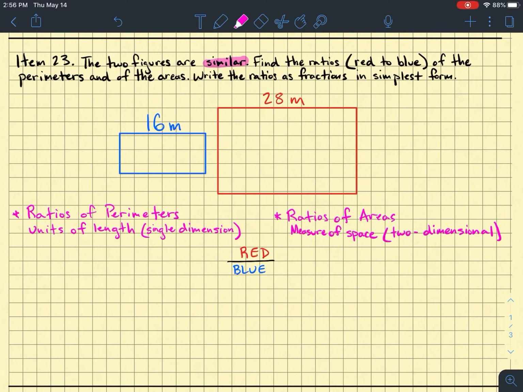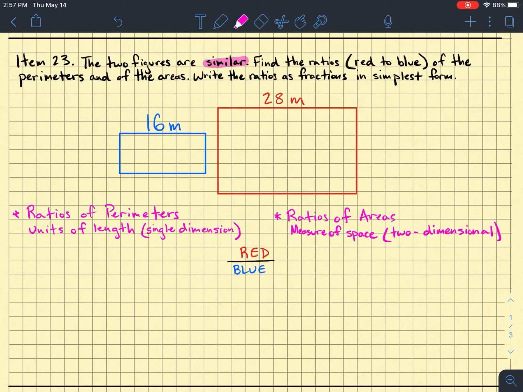Find the ratios, and this is another bit of information you're going to need to keep in mind: red to blue. They want the ratios red to blue. Now that might be a little tricky because on the actual problem, it gives you the blue first and then the red. So it's asking you for red to blue. Just be extra cautious and please pay close attention to detail.